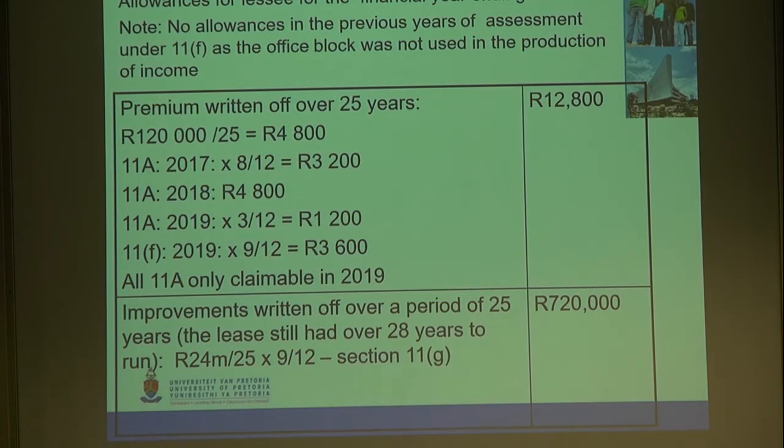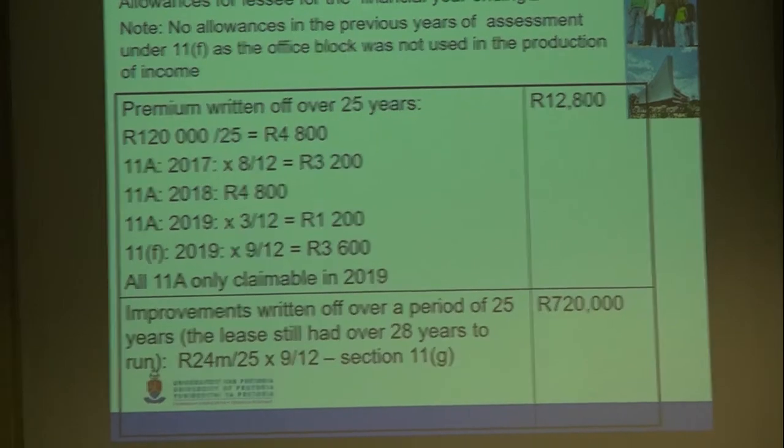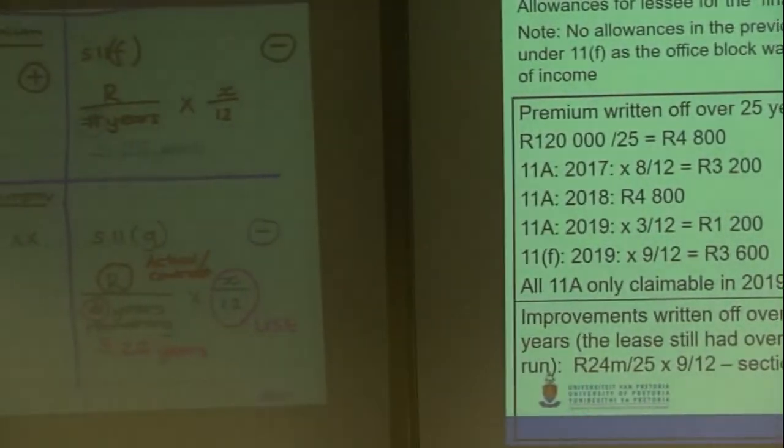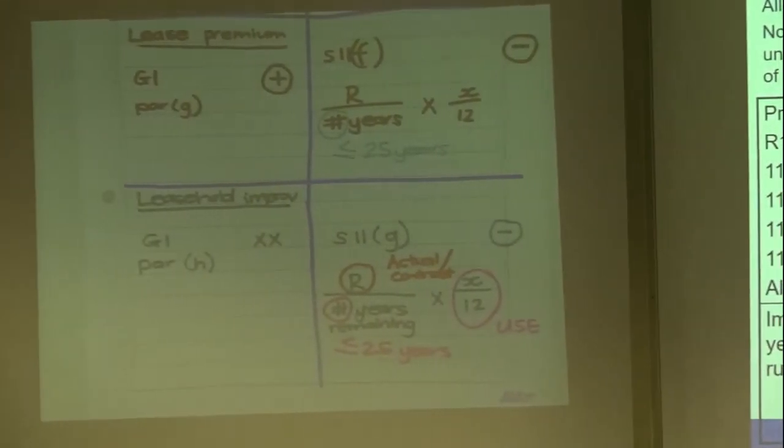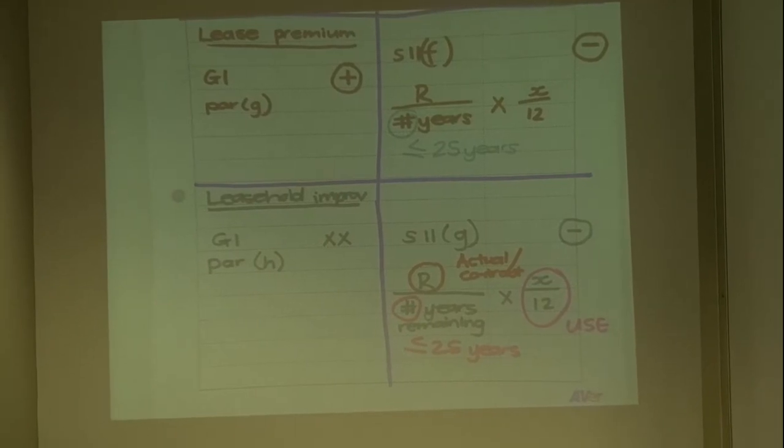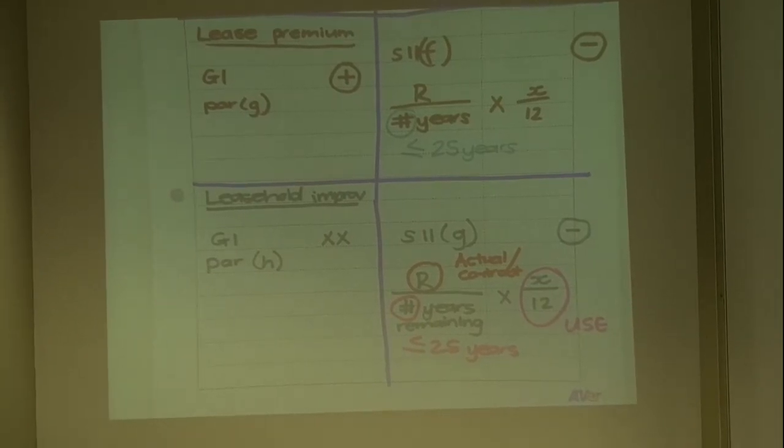Okay, so that then brings us to the end of our leasehold improvements. So if we go back to this little summary that we've been keeping of our lessor and our lessee, we've dealt with the deduction for the lease premium and the leasehold improvement. Now we just want to speak about relief that we give to the lessor. Okay, and let's just speak about why the lessor needs relief.